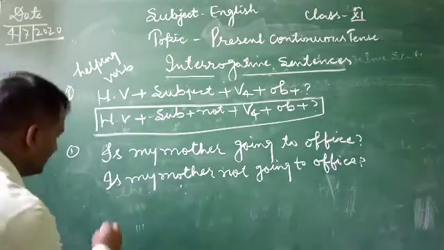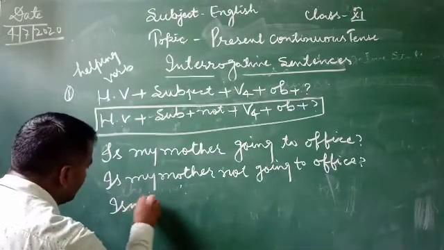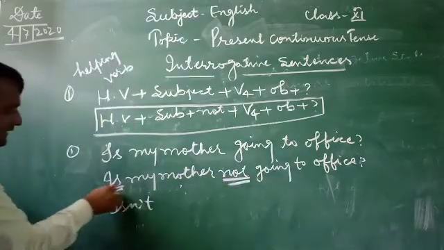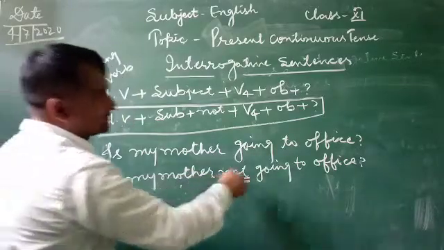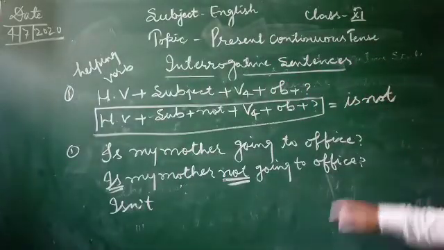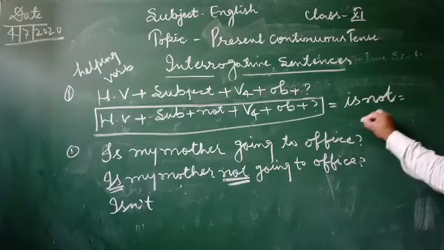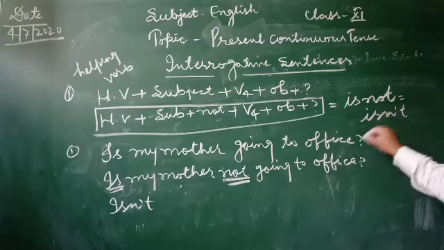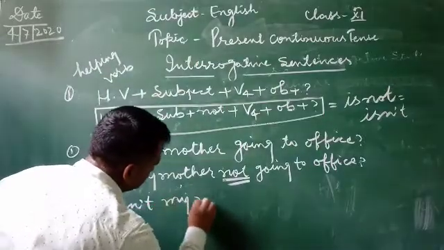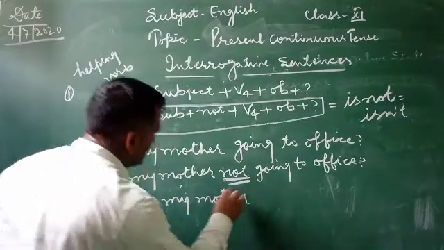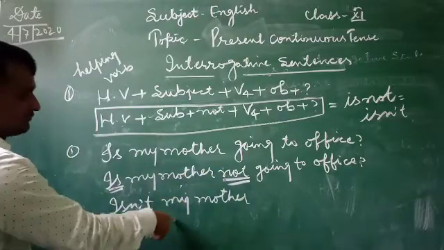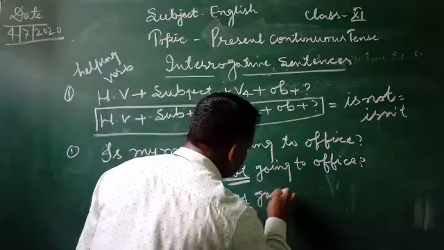And you can say it like this. Isn't is the abbreviation of is not. So in this way we can say, isn't my mother going to office. Isn't is the contraction form of is not, and you have to write it extra.